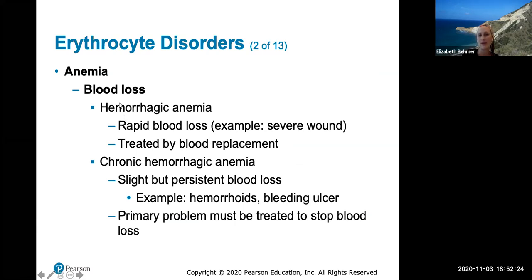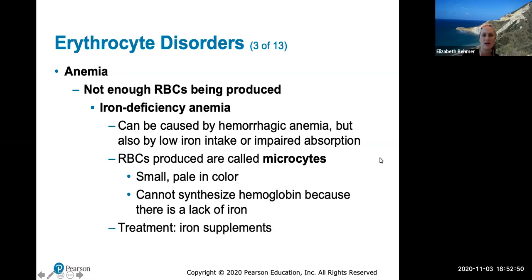Blood loss can be from hemorrhage, so we can call hemorrhagic anemia rapid blood loss. All you do is treat it with more blood. Chronic blood loss anemia is slight but persistent blood loss, usually due to hemorrhoids or a bleeding ulcer. So you're bleeding intermittently, not realizing it, but it's a chronic issue. And the primary problem must be treated in order to stop the blood loss. So stopping the ulcer or the hemorrhoid first.